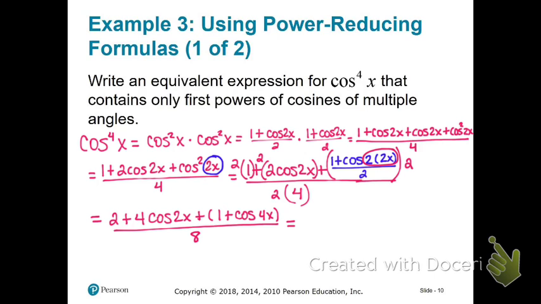I didn't have to put that in parentheses, you're right, because it is just a plus sign in front of it. So I don't have to worry about my parentheses there. So let's combine like terms. So we have, what's that? 3 plus 4 cosine of 2x plus cosine of 4x all over 8.